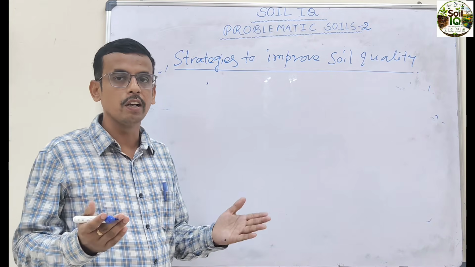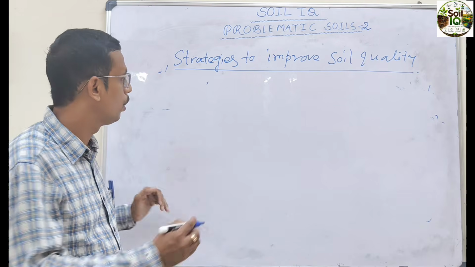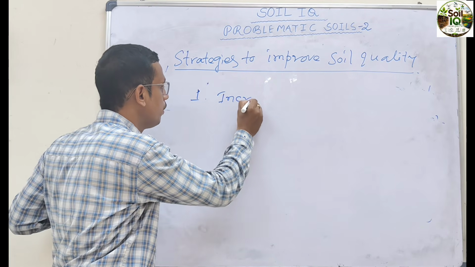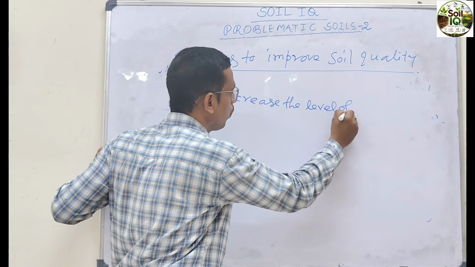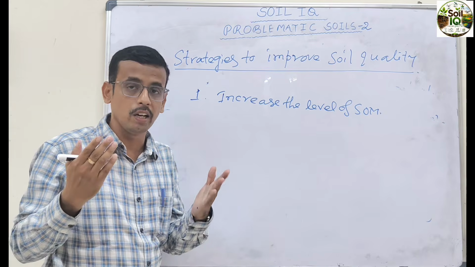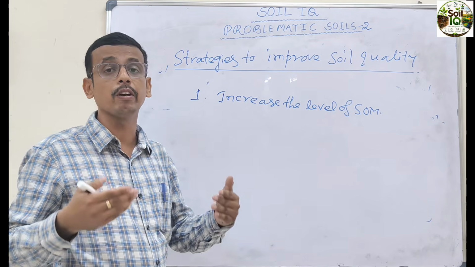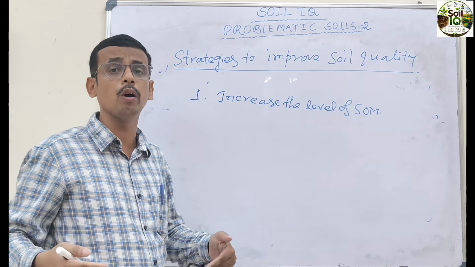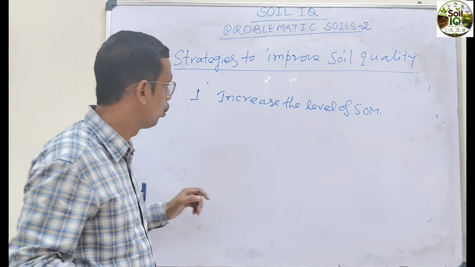Now we are going to discuss what strategies we can adopt to improve our soil quality. First, you need to increase the level of soil organic matter through addition of FYM, compost. Your level of organic matter will be improved, and organic matter is known as the heart of soil. When the level of organic matter is improved, obviously the soil quality will be improved.